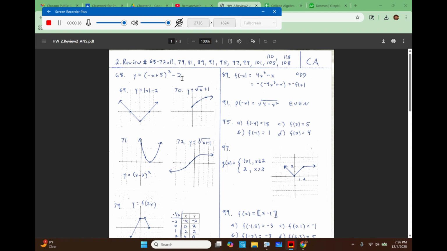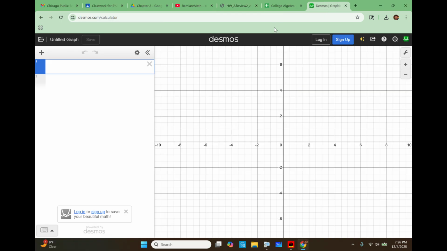So in order, I'm going to put the plus 5 on the inside. That's going to shift left 5 units. I'm going to change the x to a negative x. That reflects across the y-axis. And then I'm going to move down 2. And if I was looking at that in decimals, start with y equals x squared.